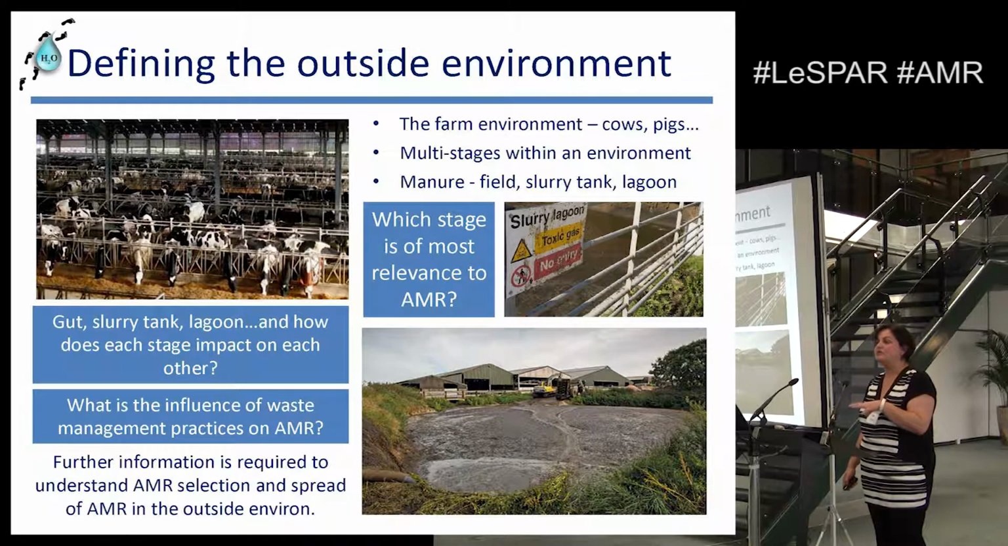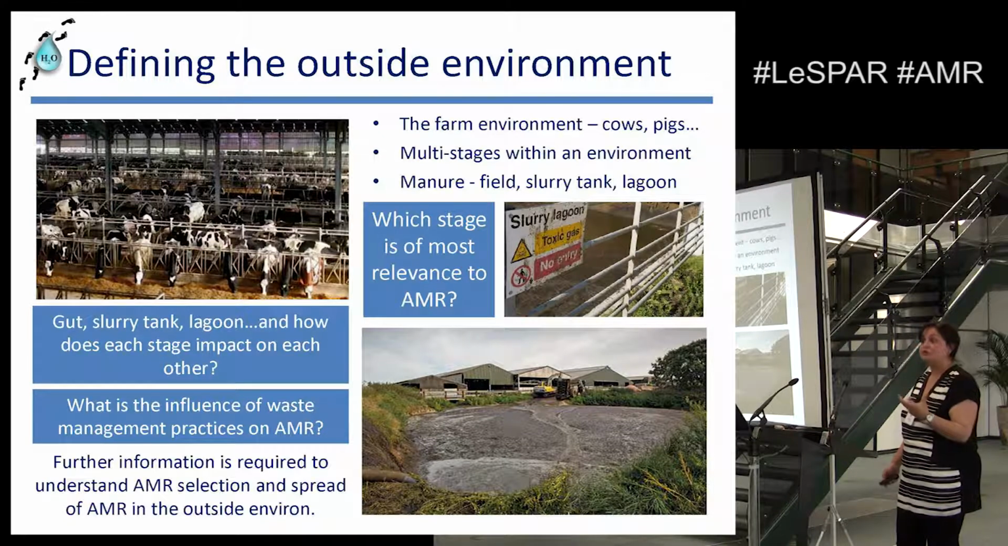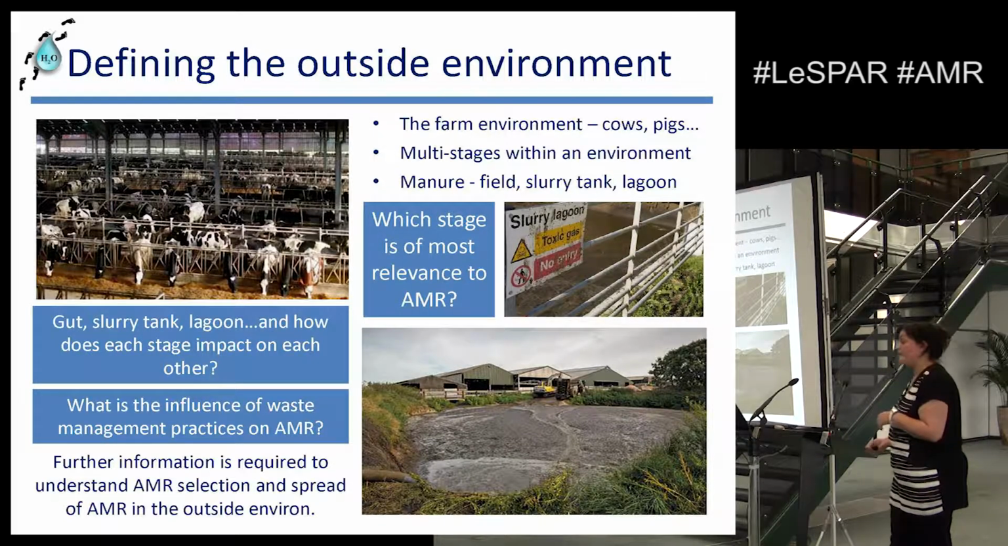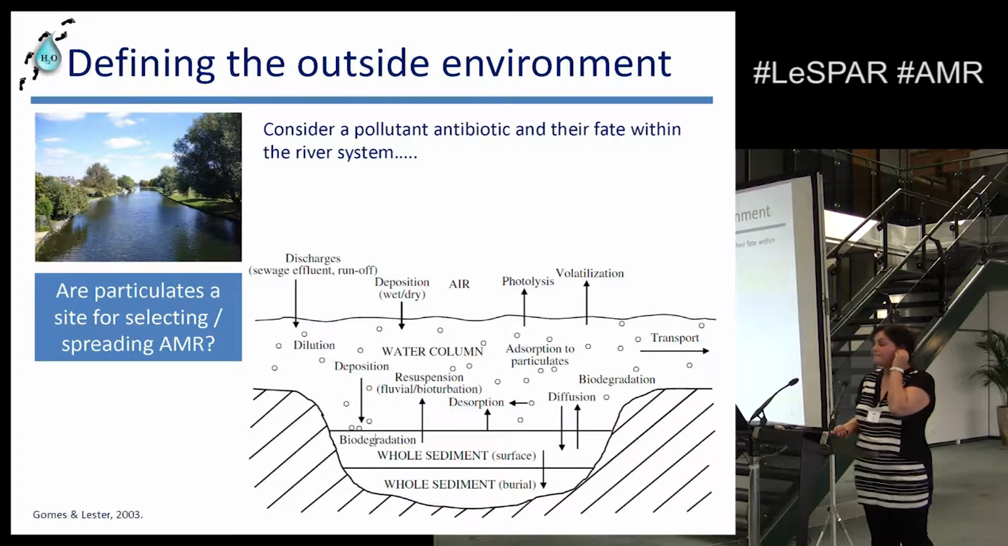And this is very important and will continue to be so, because this is where you can have a real monetary element as well, if you're looking at antimicrobial resistance as an emerging pollutant, where it potentially ends up being a legislative issue. And it's where it's gone from the pharmaceutical perspective in the water industry. So really where we are right now is that further information is required to understand AMR selection and also the spread of it in the outside environment.